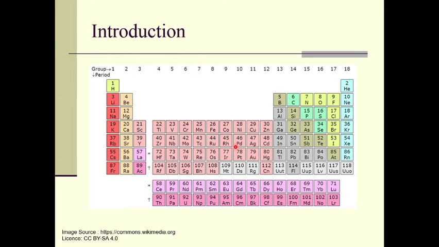So let us see the periodic table, right? In this periodic table we can see these are the groups and these are the periods. We can say these are the first group elements, these are the second group elements, right? There are 18 such groups in the periodic table.